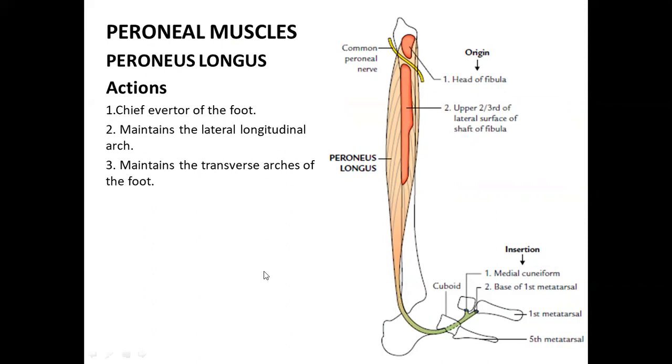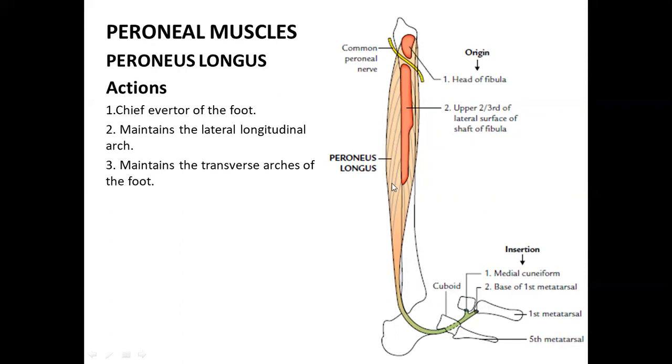Okay. So here you can see that it arises from the upper 2/3 of the lateral surface of the shaft of the fibula. It also arises from the adjacent part of the head of the fibula. So, head of fibula and upper 2/3 of the lateral surface of the shaft of fibula. And as you can see here, we have the common peroneal nerve, जो मैंने आप लोगों को बोला, it crosses the substance of the peroneus longus muscle. So दो origins के बीच में से ये pass होता है.